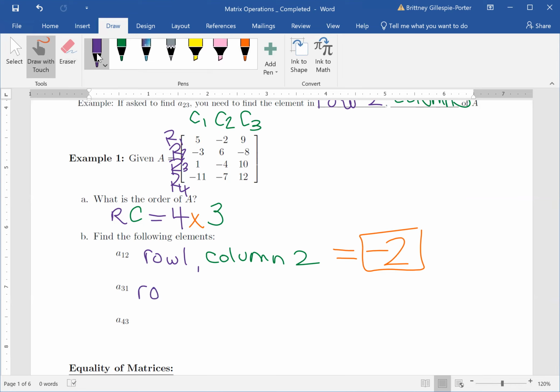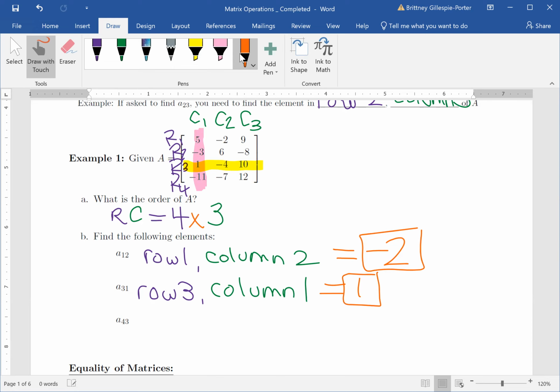A3,1, we're looking for row 3, column 1, RC Cola. So again, we're looking in row 3. We need column 1. So it helps that I already have these labeled with the R's and the C's. But we overlap at 1. So our answer is 1. 1 is the element in row 3, column 1.